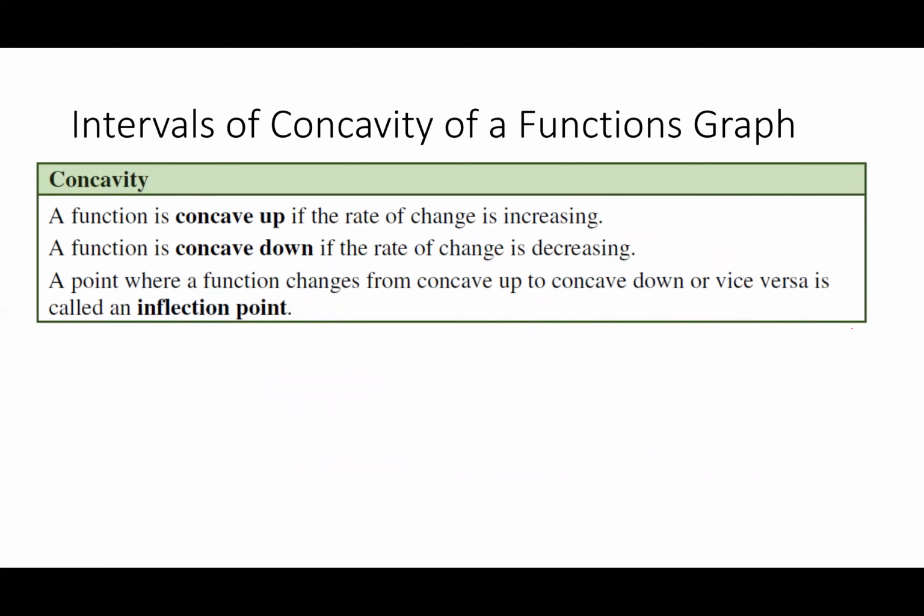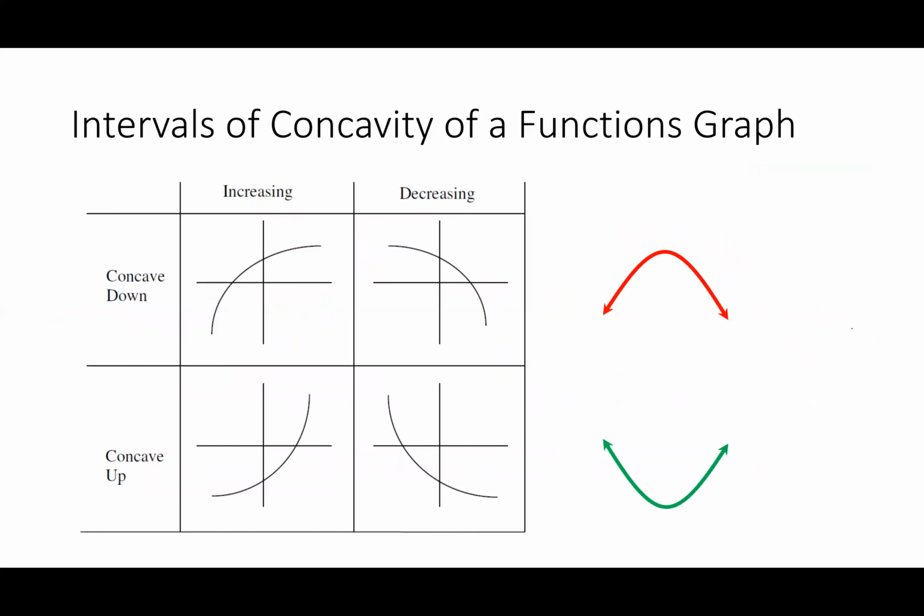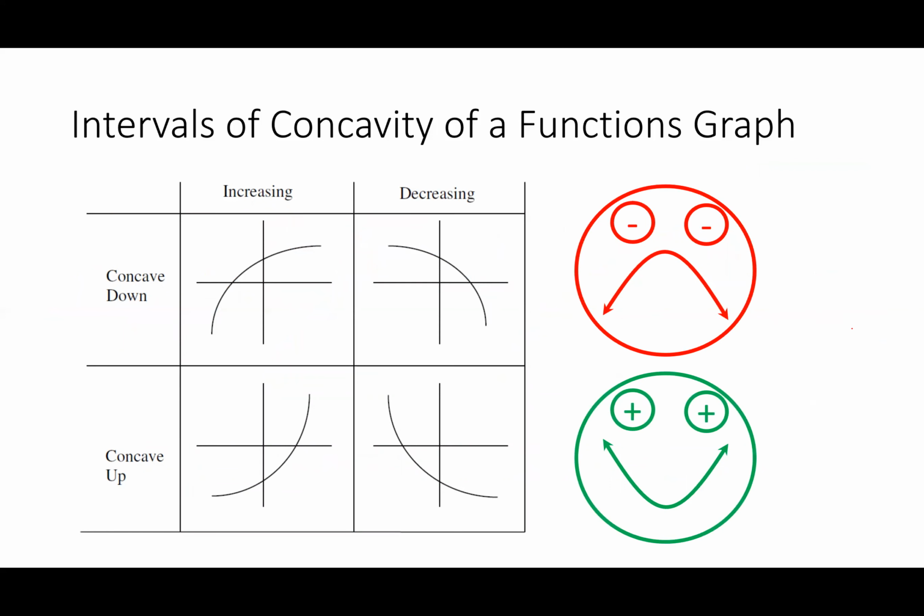So we've got a function that's concave up if the rate of change is increasing, a function is concave down if the rate of change is decreasing, and the space where a function changes from concave up to concave down is called an inflection point. So this is another demonstration of what it is we're looking at here. There's two different ways that we can be concave down. We could be concave down and increasing, or concave down and decreasing. We can also be concave up and increasing, concave up and decreasing.